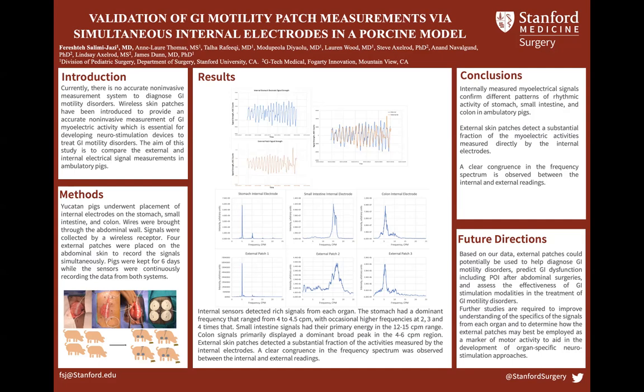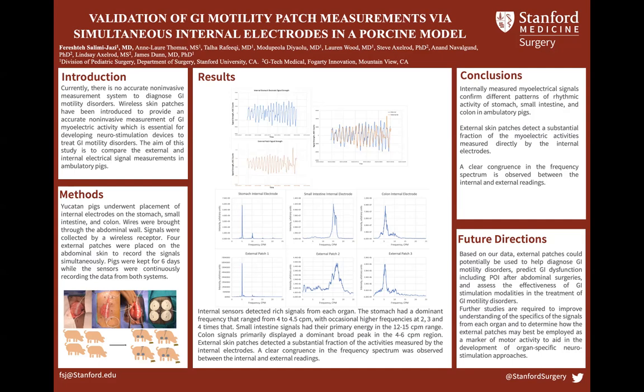A 10-minute section of the raw data for the stomach, recorded by internal electrodes and external patches, is shown in the poster. Although internal electrodes had significantly higher signal strengths compared to external measurements due to the attenuation of the signal while traveling to the skin surface, both measurements showed similar rejected signals at the same primary frequency as shown in the overlap diagram.